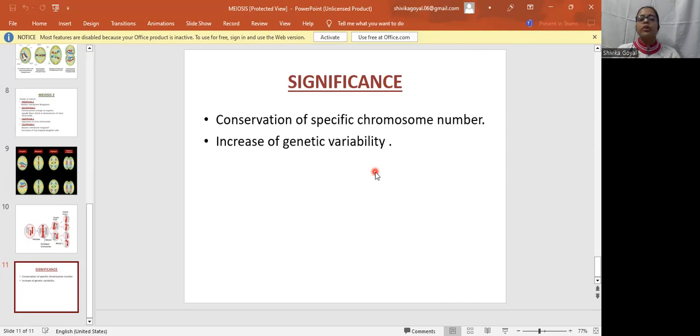So meiosis is important to increase genetic variability as well as to maintain the specific number of chromosomes so that the ploidy level is maintained. For example, if the ploidy level is 2n, then after fertilization also it will be 2n. That is why meiosis occurs in gametes.